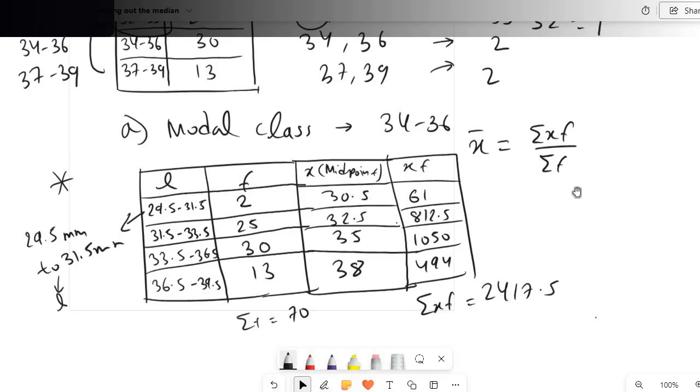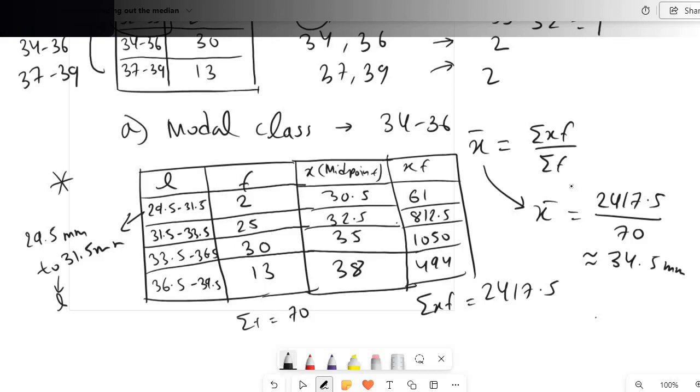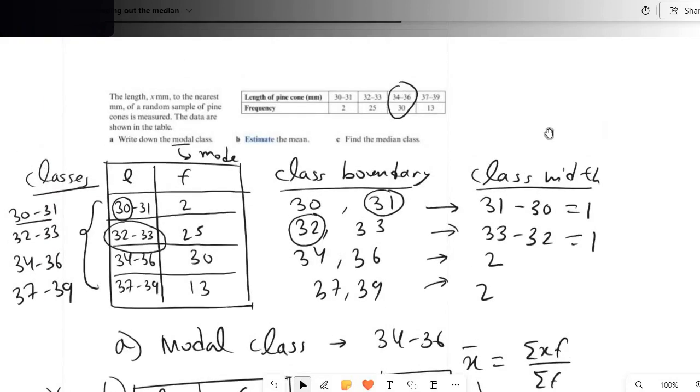Now you can simply use the formula of mean. So mean is equal to 2417.5 divided by 70, which approximately gives us 34.5 millimeters. And this is our estimate of the mean for number B. And for the last question, number C, we have to find the median class.